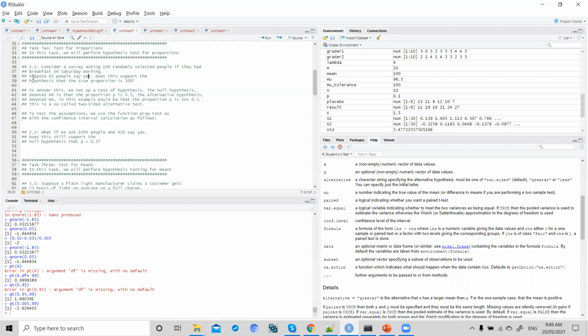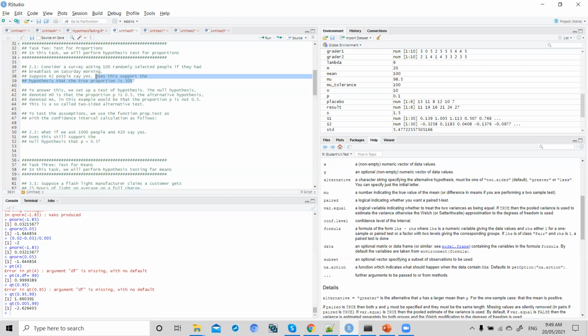Does this support the hypothesis that the true proportion is 50%? Given data where 42 people say yes, what can we say, is it a 50% proportion or not? This is what we need to test.